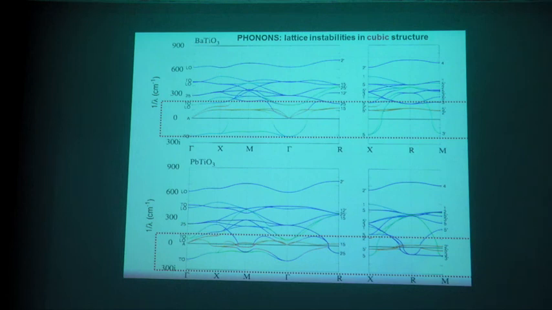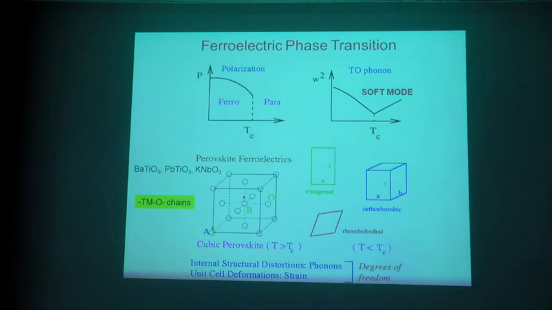This is the phonon dispersion of the cubic structure of barium titanate and lead titanate. You see, you have these imaginary phonon frequencies. These are the unstable modes that I pointed out here. In addition to that, you have soft phonons here, which will also dominate the free energies of this system. So soft phonons, as I explained, cause many things. In fact, I told you that the softer the phonon, the larger is the dielectric constant. And this is what you see here.